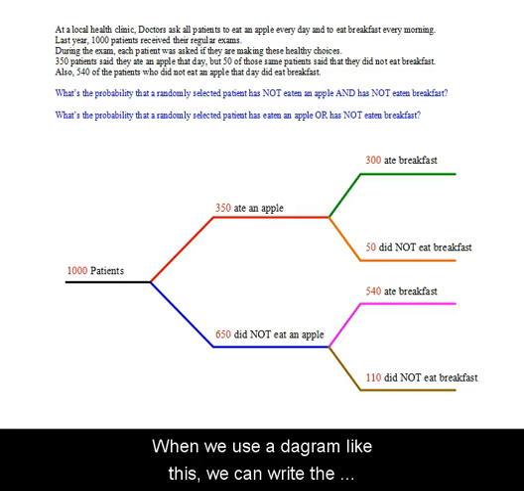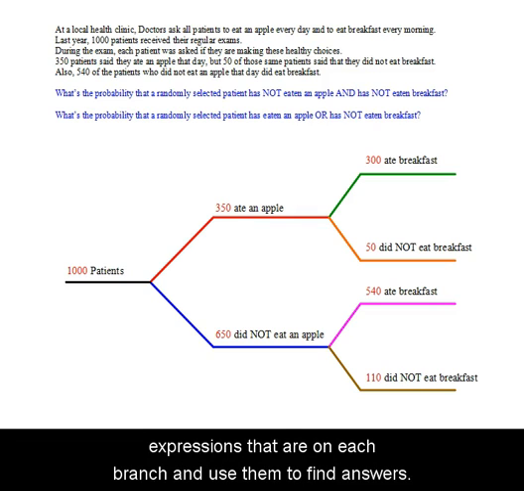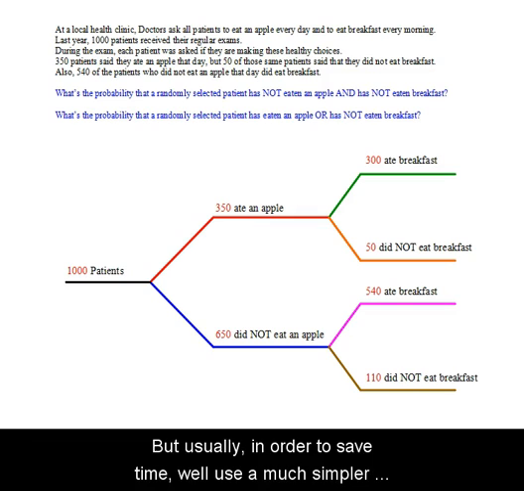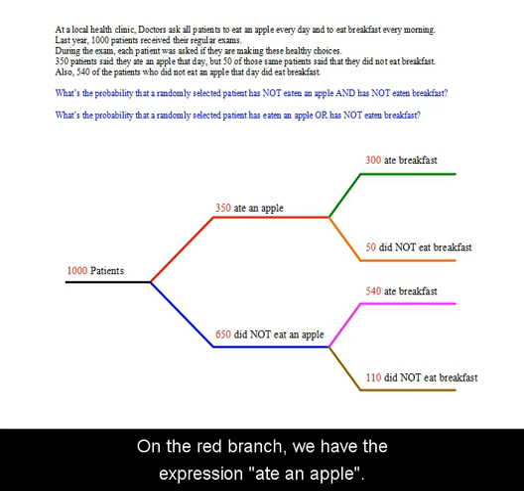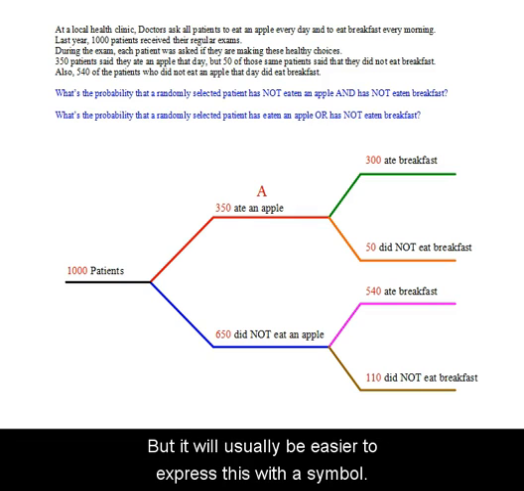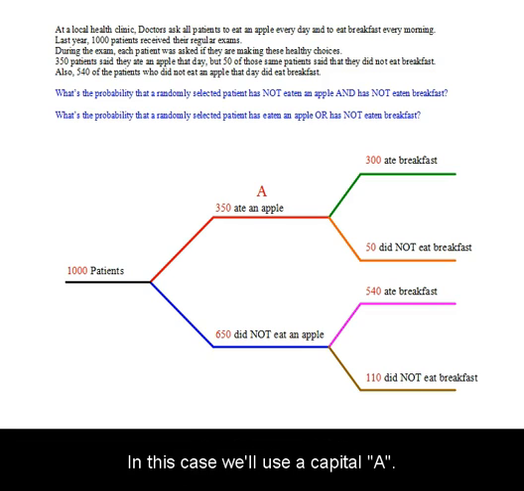When we use a diagram like this, we can write the expressions that are on each branch and use them to find answers. But usually, in order to save time, we'll use a much simpler symbolic notation. On the red branch, we have the expression, ate an apple, but it will usually be easier to express this with a symbol. In this case, we'll use a capital A.